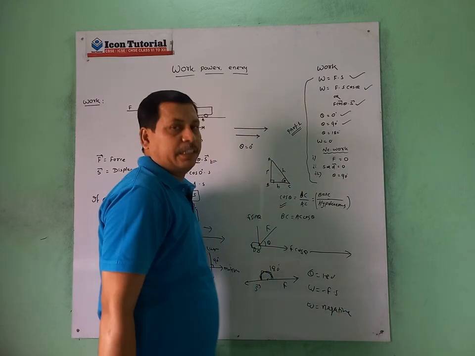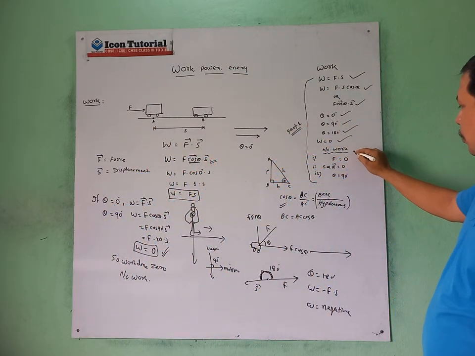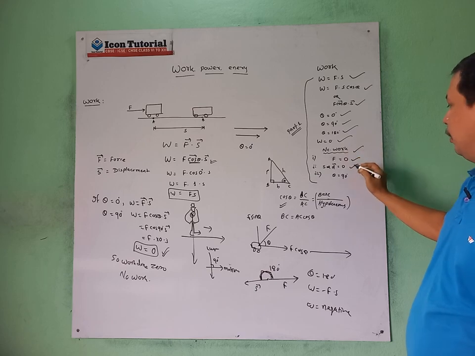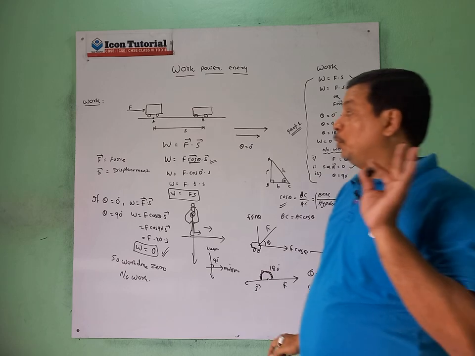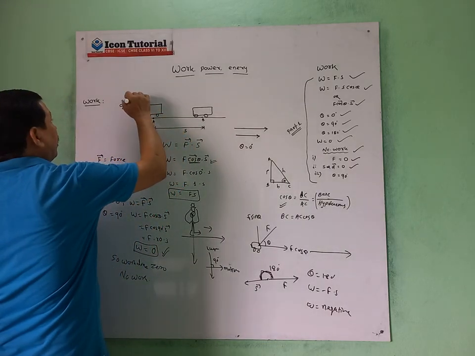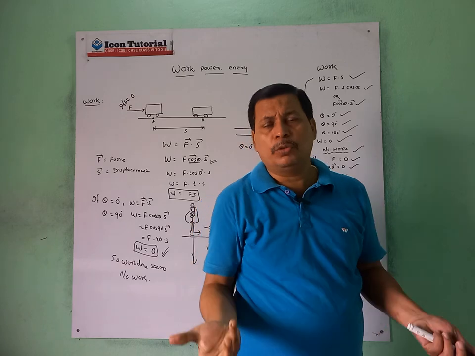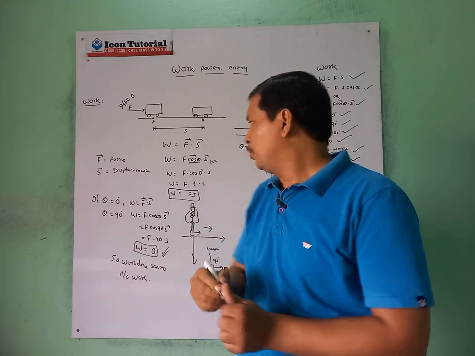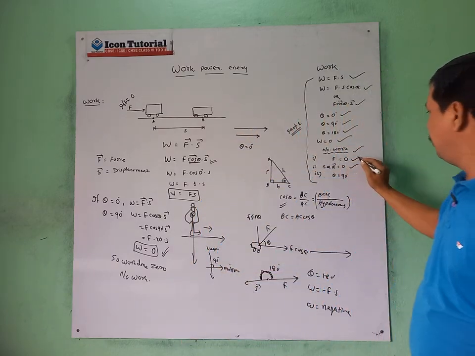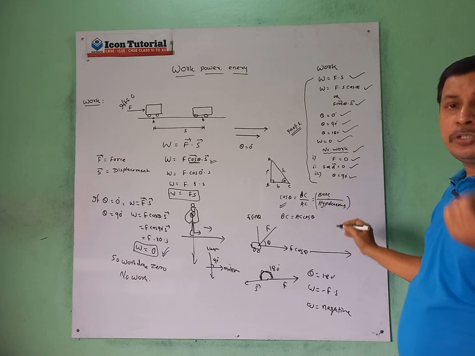Okay, so this one is finished. W equal to 0 means no work. When the force is 0, then no work is done. If F is equal to 0, then no work. If displacement is 0, no work. If theta is 90 degrees, also no work.